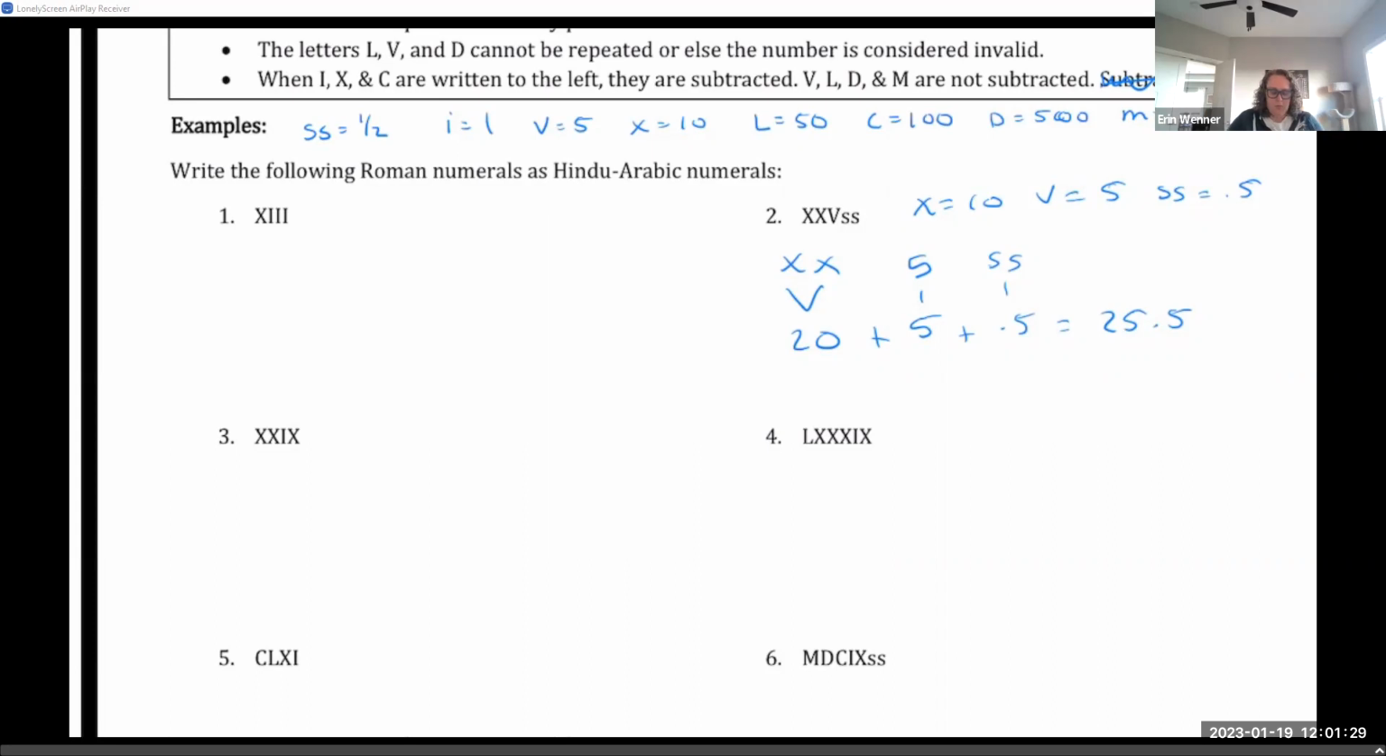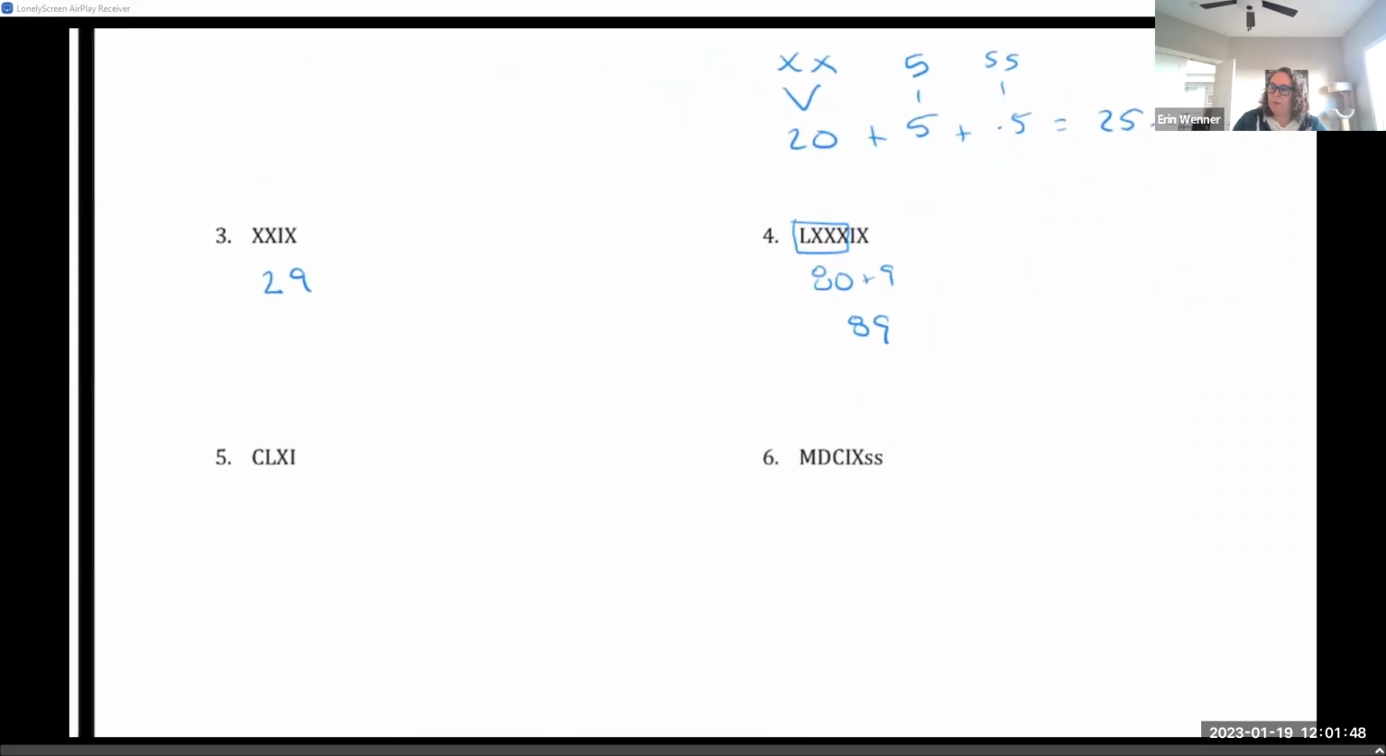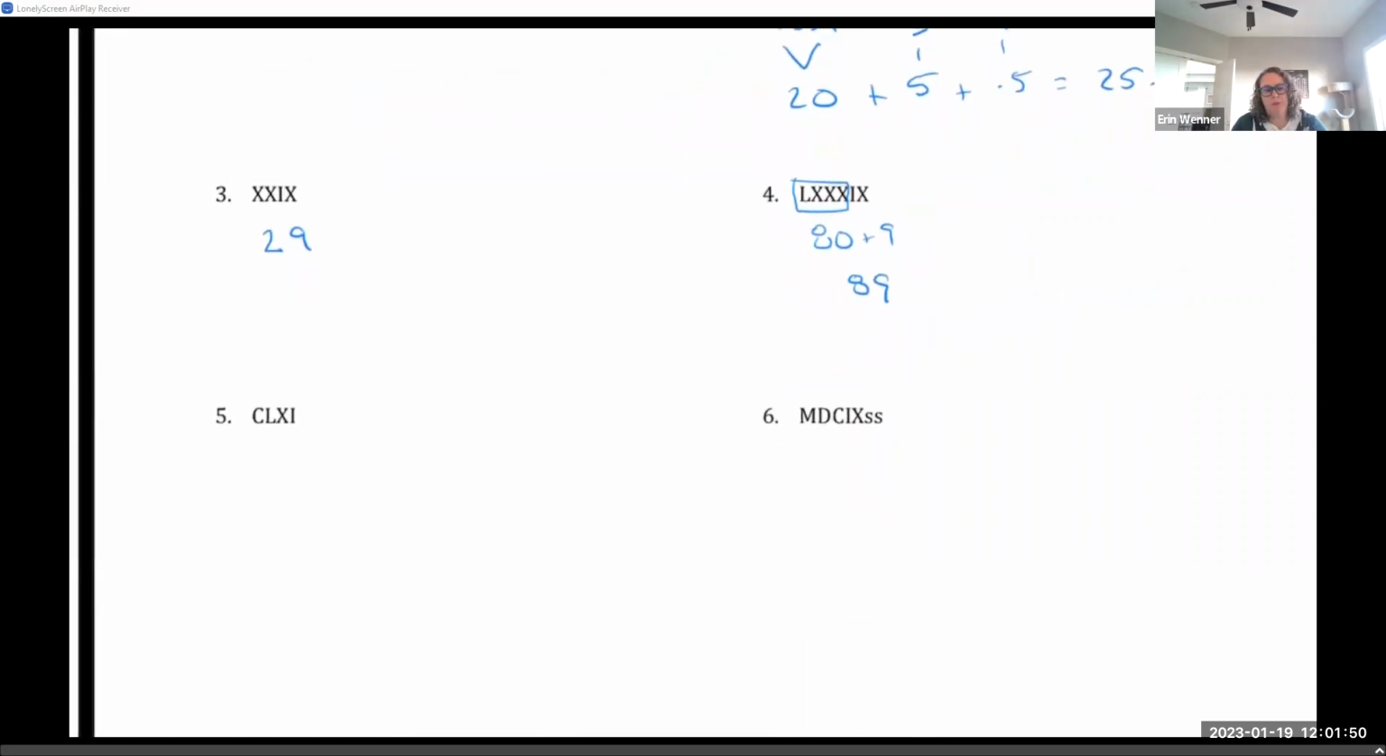Okay, so number 3, XXIX is going to have us 29. Number 4, LXX, this whole piece right here makes 80. And then plus the 9 gives us 89. I'm going to let you do 5 and 6 on your own, and then I will get the solution sheet uploaded today, and you can check your answers against that later today.